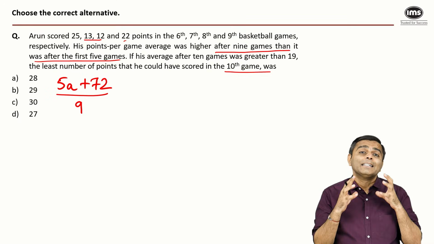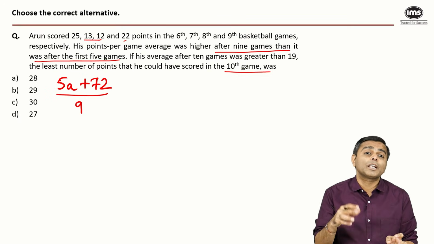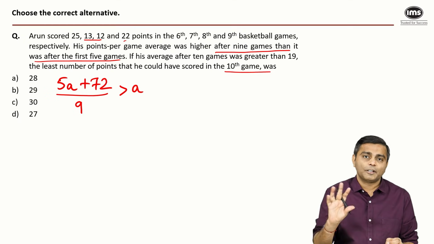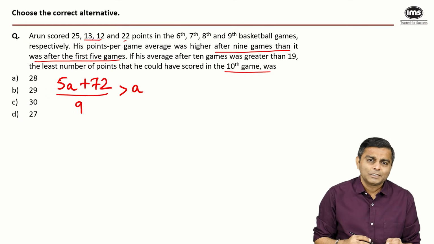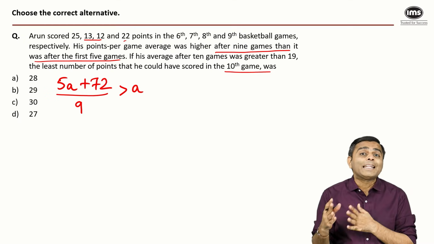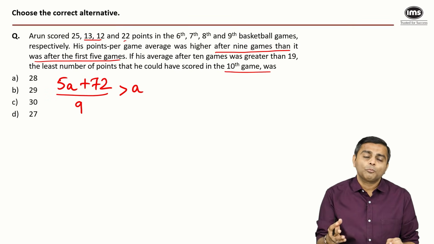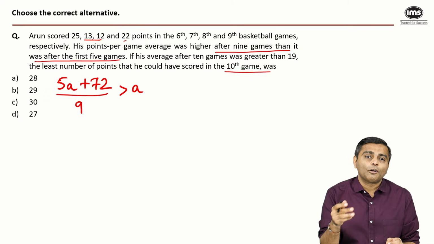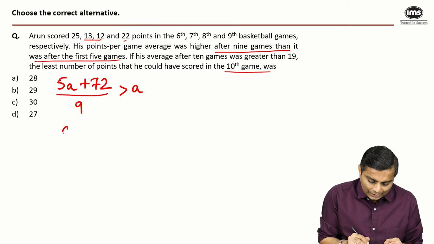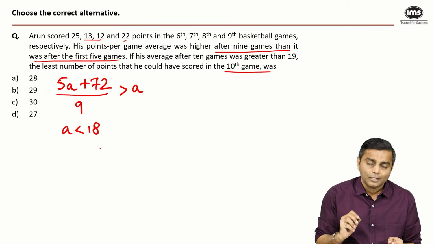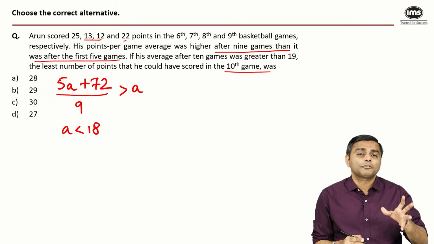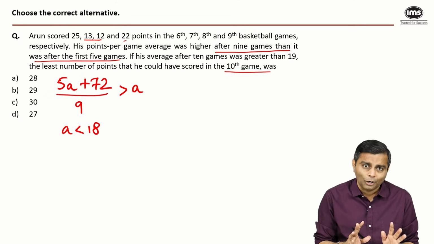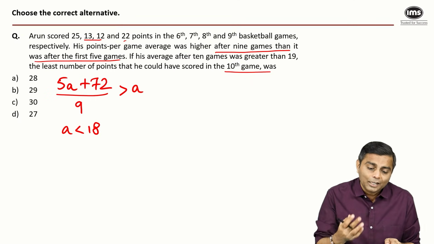They are saying the average of 9 games was greater than the average of the first 5 games. So, I am going to start with this. Average of the first 5 was A, right? Multiplying both sides by 9, I get 5A plus 72 greater than 9A. Subtracting 5A from both sides, I get 72 greater than 4A. 18 greater than A. So, I directly get A less than 18 from here. So, the average of the first 5 games must be less than 18. Now, I am not doing anything for now, just keeping this as it is and going ahead.